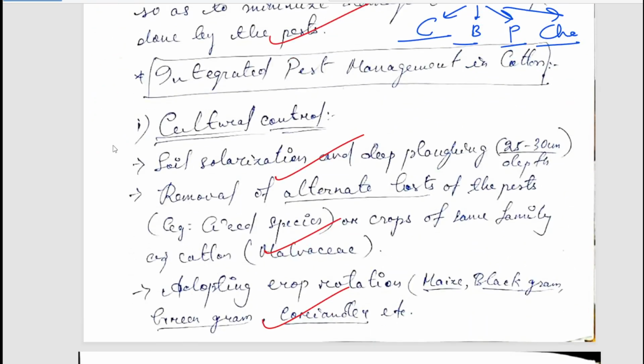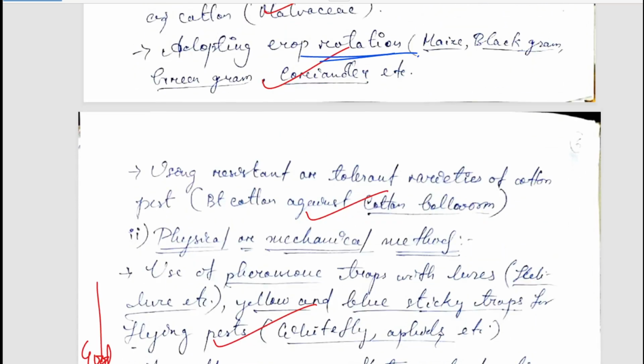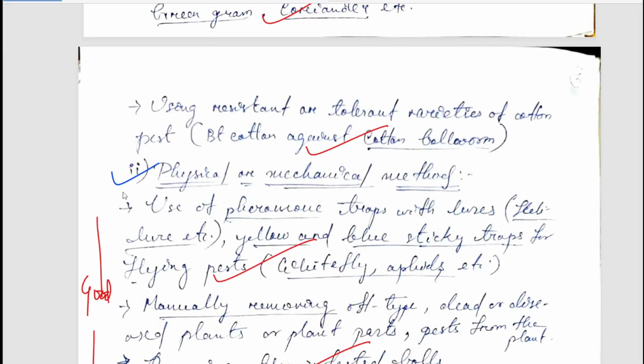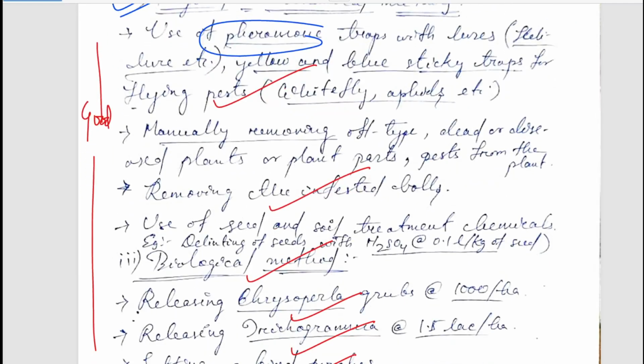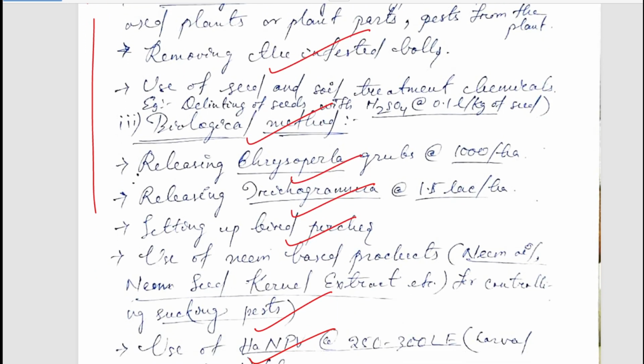So cultural controls have been mentioned, such as use of alternate hosts for the pest. We can do crop rotations with certain crops. Now physical and mechanical methods have been mentioned. We can use pheromone traps. We can manually remove the off types which are hosting and giving place to the pests to live. So I think well written points.